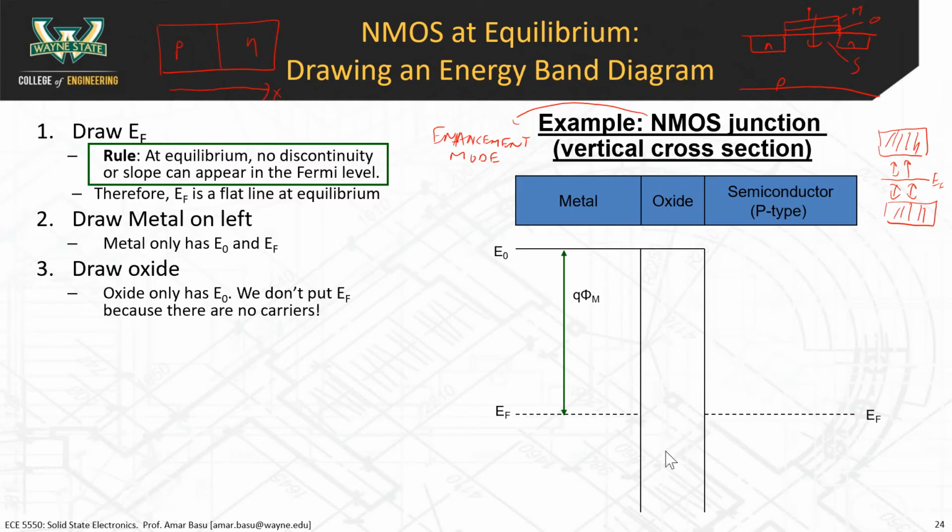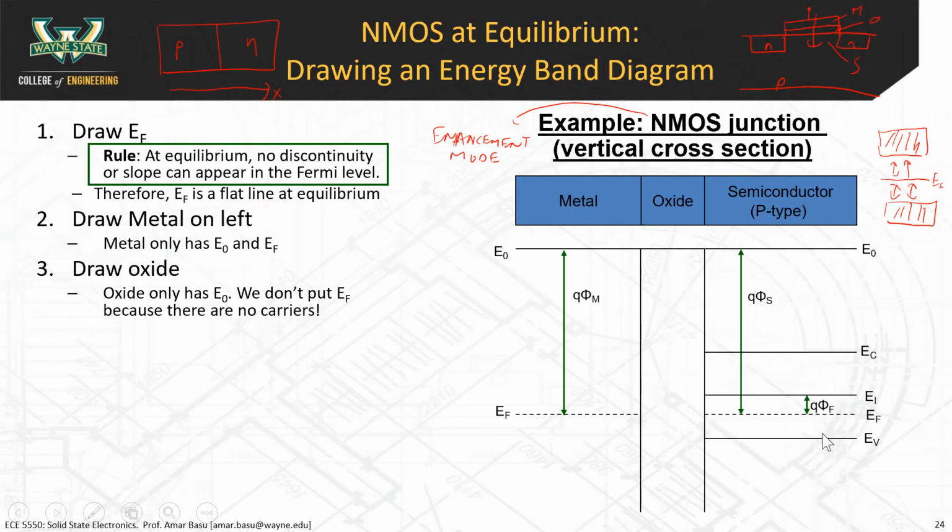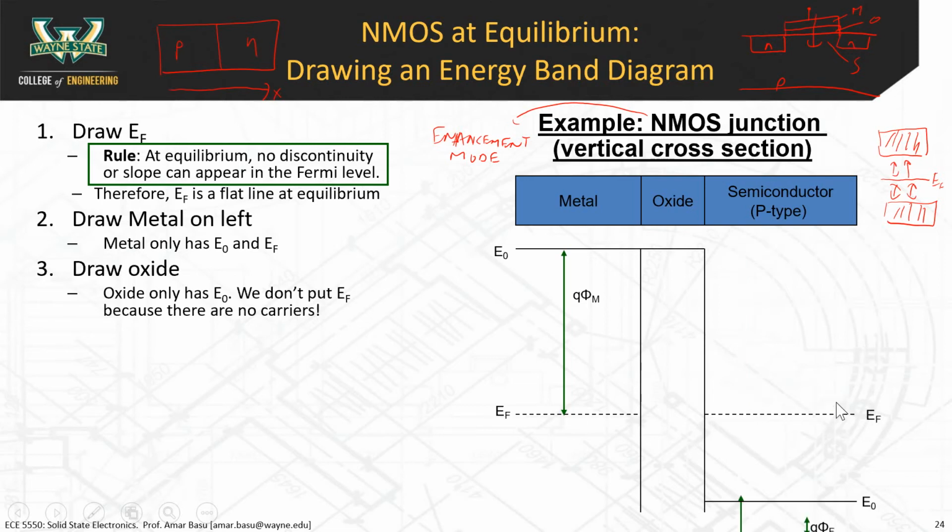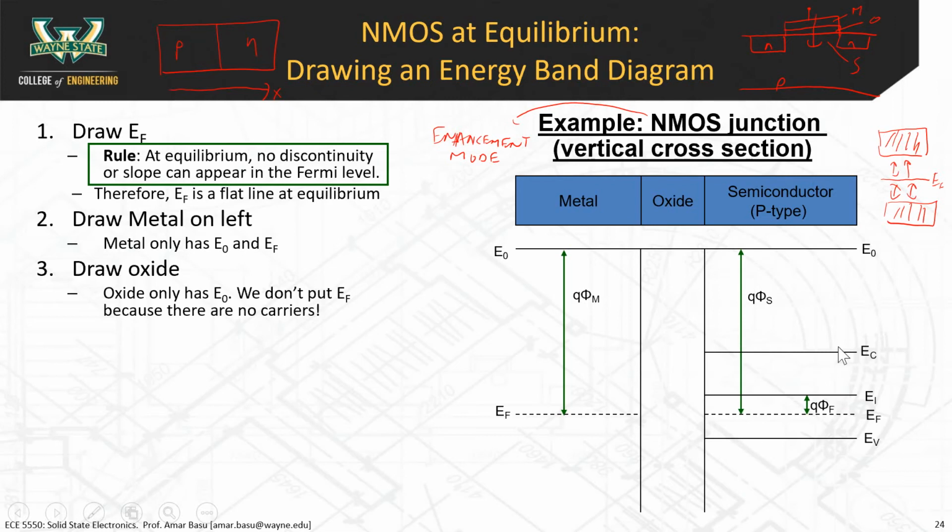The right side of the diagram is the semiconductor portion. You know how to draw that already because we did something similar with the metal semiconductor junctions. When you draw, you have your EF here, and based on the doping, you know the distance between EF and EV. So you know the distance between EF and EI. You know this distance here. That's what basically allows you to line up the diagram with the left-hand side.